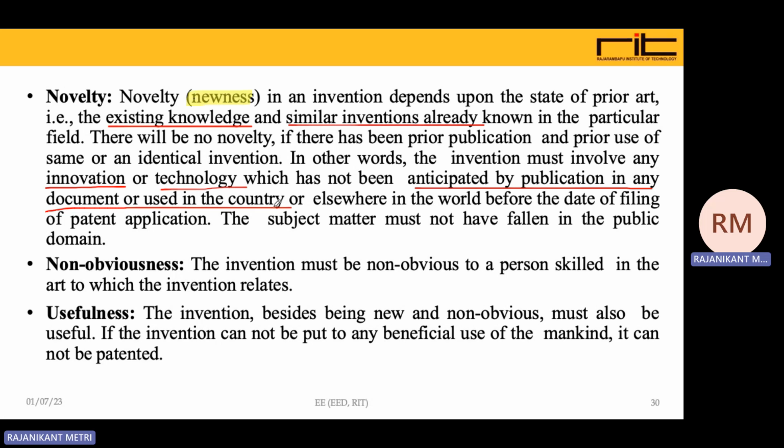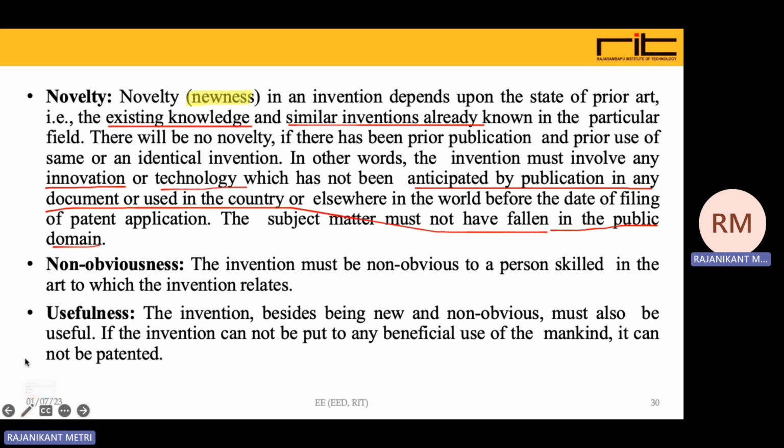Then such a product or process can be applied for a patent, and it is possible to get the grant. So it should be new and should not have been published or documented anywhere in the country or over the world. The subject matter must not have fallen into the public domain. That is the main thing.